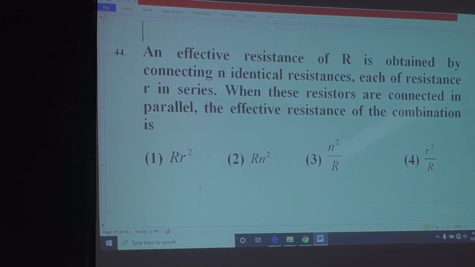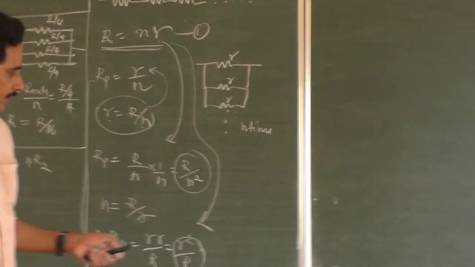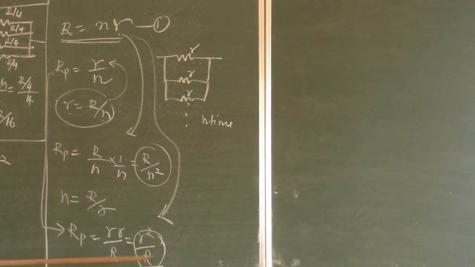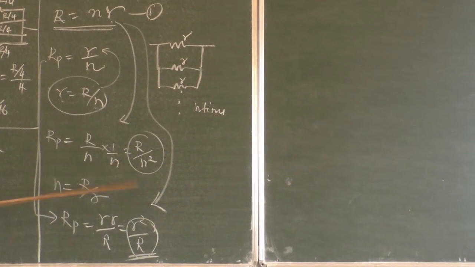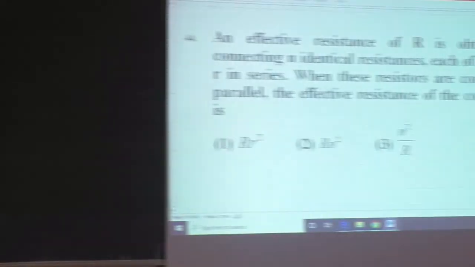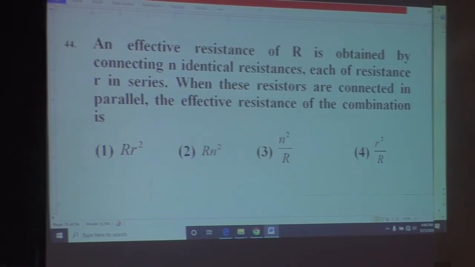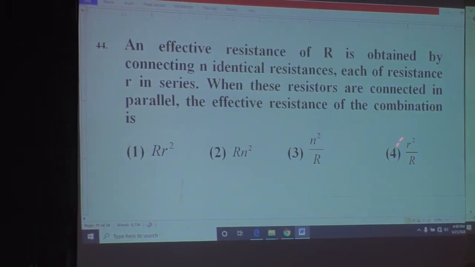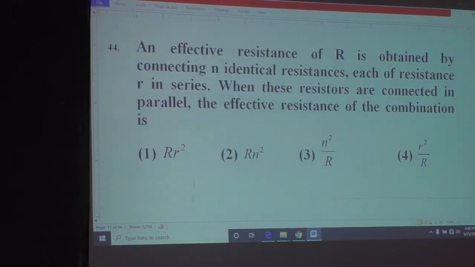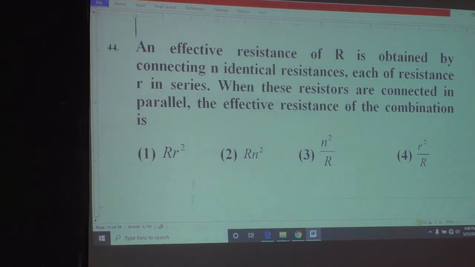So it is option number 4. But we don't have this option. This is also correct. But out of the options, this is inverted in the answer. So going to the question now, that is this one, last option, small r squared by capital R, right?